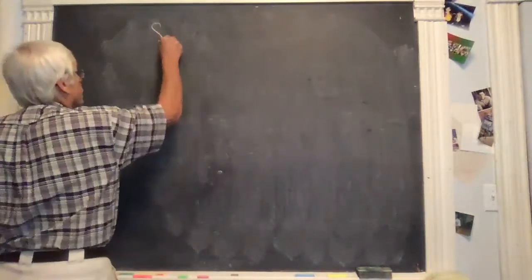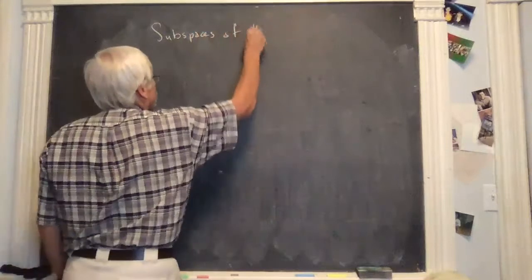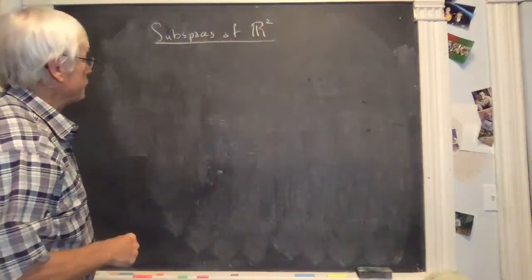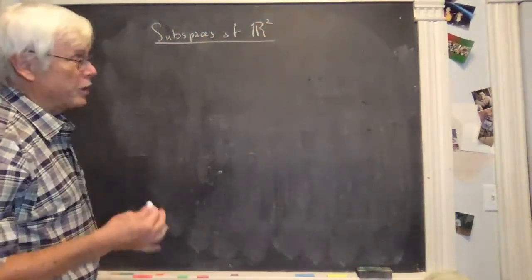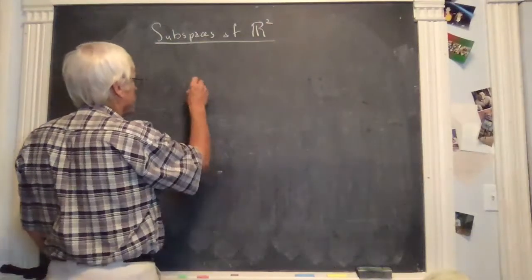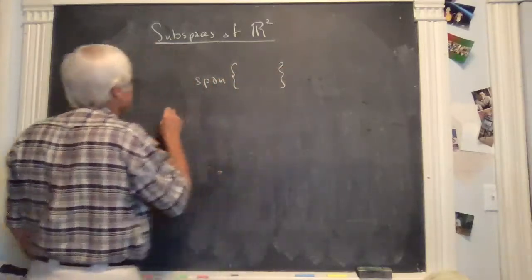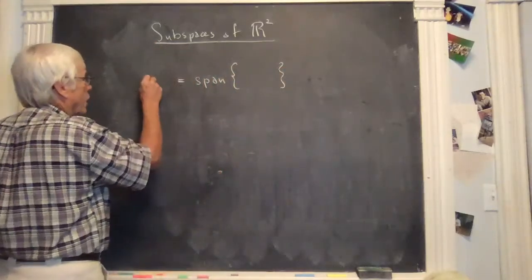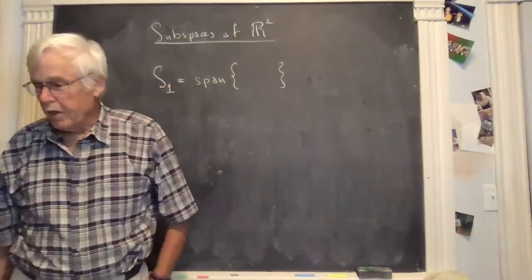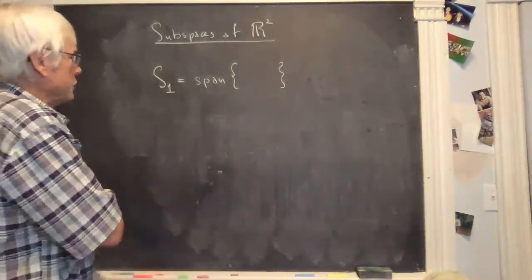So let's look at some subspaces of R2. Various subspaces of R2. Every subspace can be written as a span. So let's start off with just writing something as a span. So we'll start with span. And this will be our first subspace. So I'll call this S1, the first subspace. And I need to know what this is the span of.